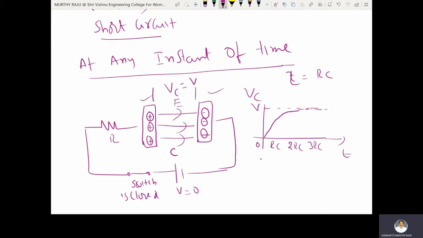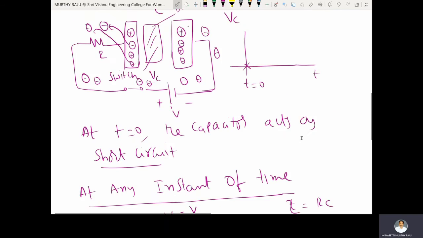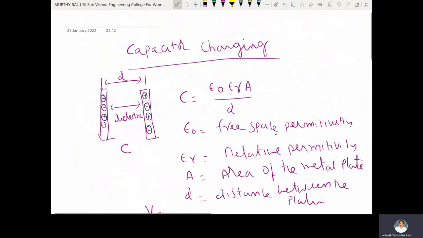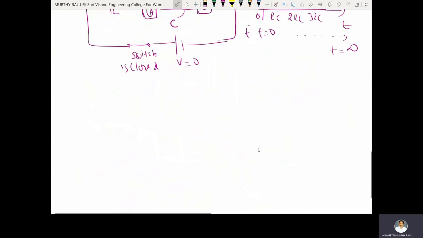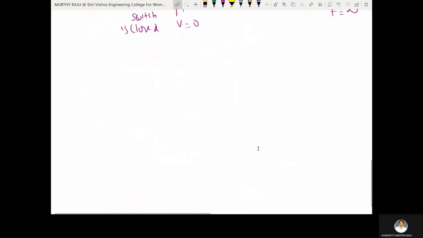Here t is equal to 0, and t goes on increasing. At t equal to infinity, steady state has been reached. Steady state means V volts; the capacitor is fully charged to V volts. These are some fundamental points related to the capacitor. These points play an important role in the derivation of the capacitor charging equation, which is very important. These are the fundamental points.